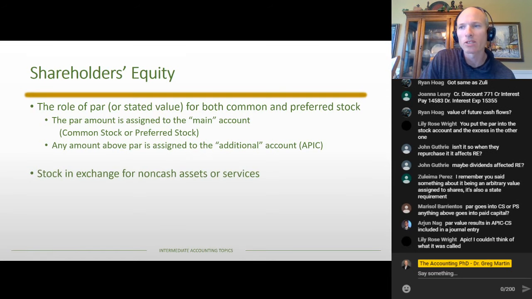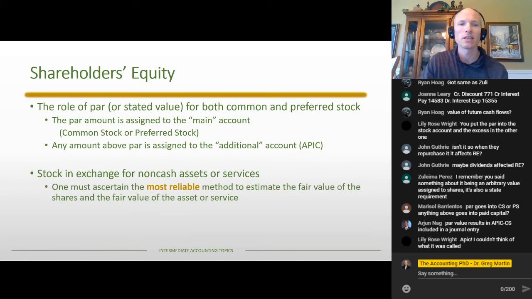And so let's talk about stock in exchange for non-cash assets. Yep, good. And again, like with all of these, some of it is just a reminder, like, oh yeah, that's that account. It's not hard. It's just being reminded. Stock in exchange for non-cash assets or services.